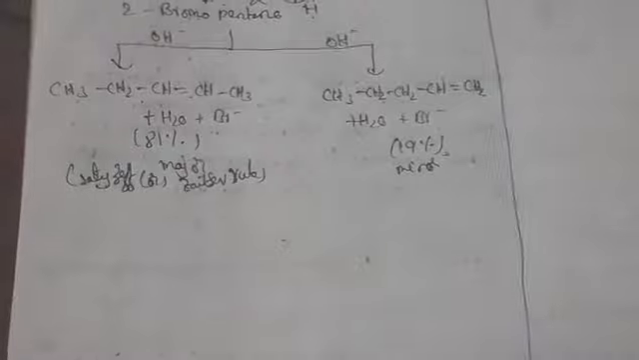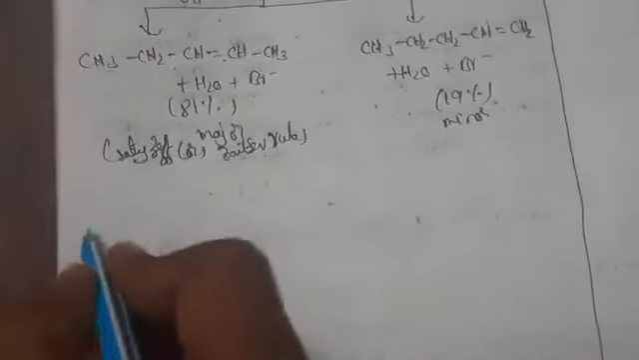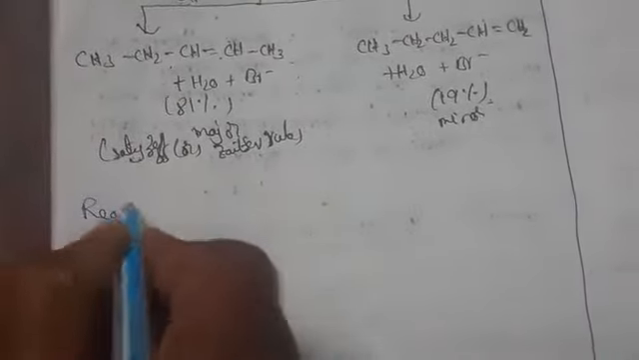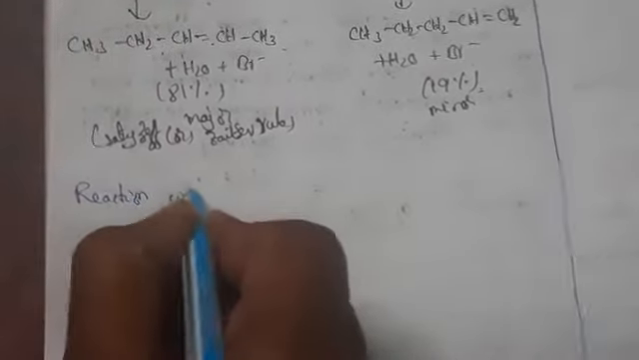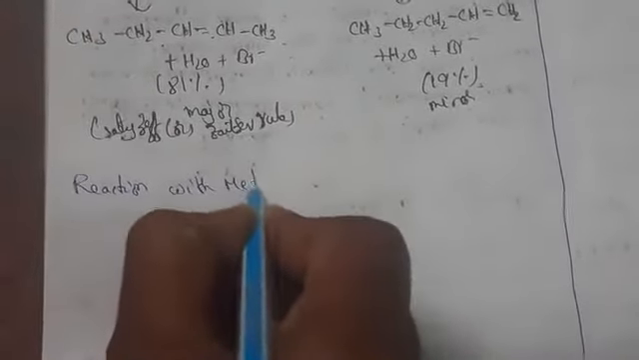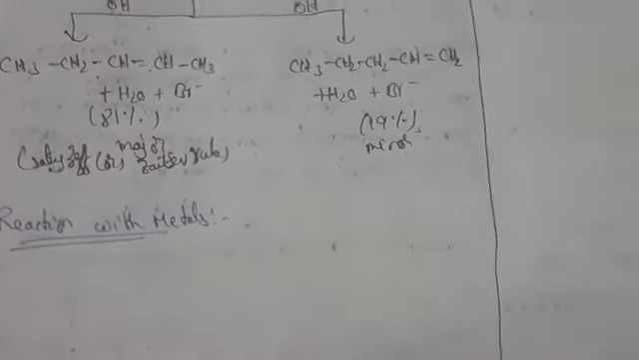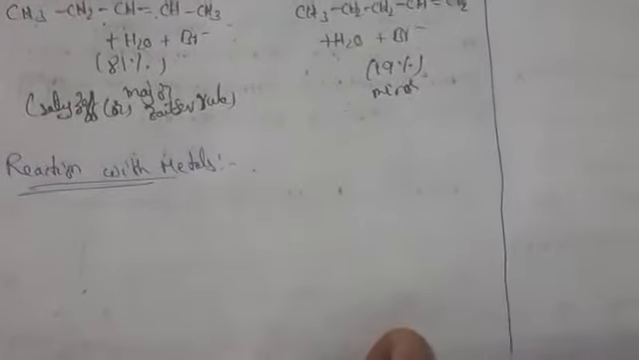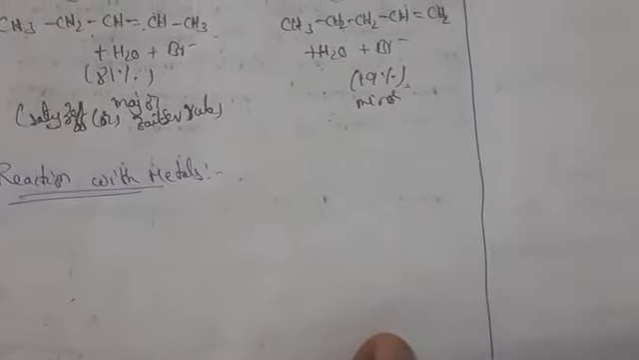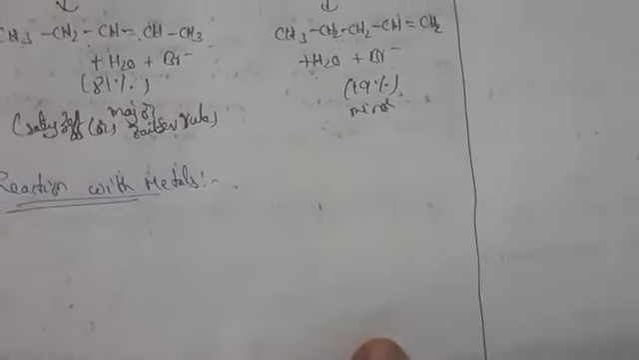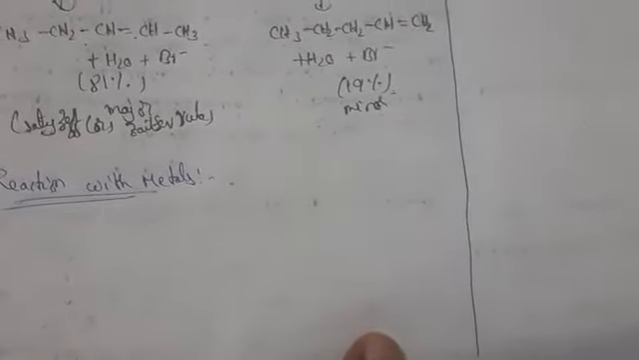Okay, so next property. So this is the elimination reaction. What is the next one? Reaction with metals. So here, reaction with metals. Generally, what are metallic compounds? Some organic chlorides, bromides, iodides react with metals to give compounds containing carbon-metal bonds. We call them organometallic compounds.